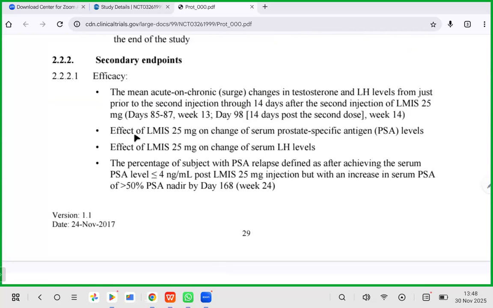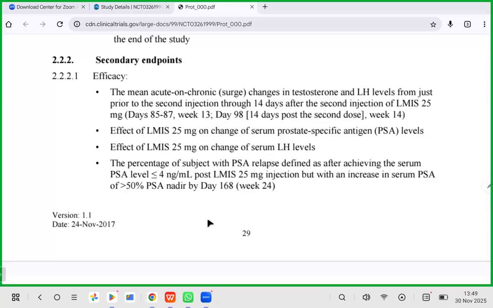Then they will also check the effect of the 25 mg drug on the change of the antigen levels. Also they will check serum LH levels. So for all this they will create a separate table for the average and the change in antigen level and change in serum LH level. For each, the SAS programmers will develop a table. So this is all before the trial starts. All this planning information the programmers will read carefully.